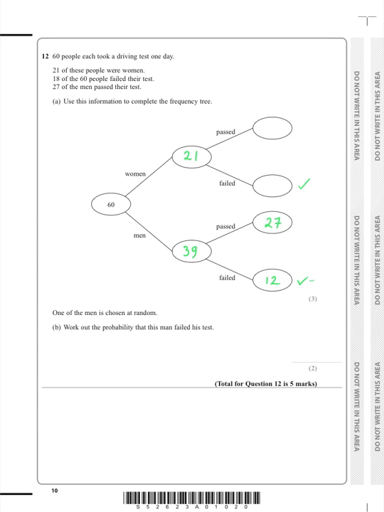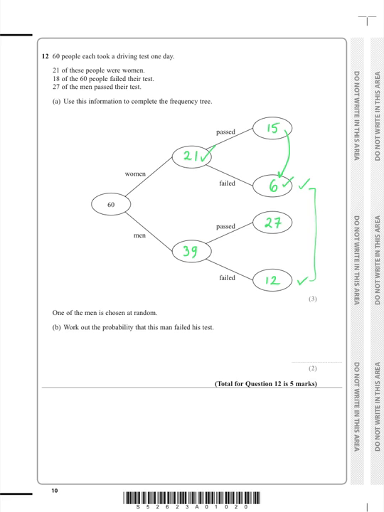And because these two had to add up to 18, because there were 18 people who failed altogether, this would have to be 6 here. And then we know as we had 21 here and we have 6 here, then that would leave us with 15, because only 15 and 6 would give us the 21. So that's the frequency tree filled in. I haven't seen a frequency tree before, I have to say, that's the first, but I've seen one now.